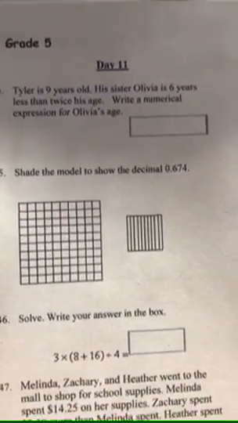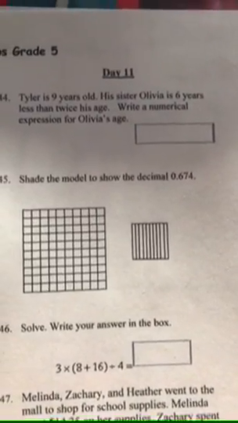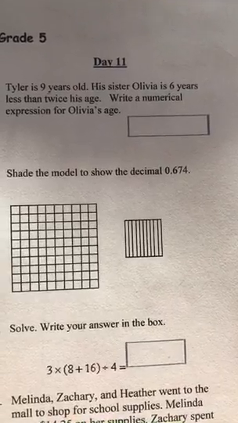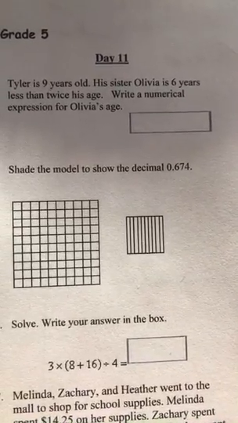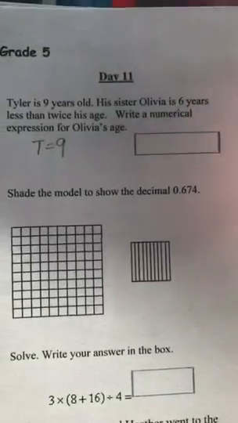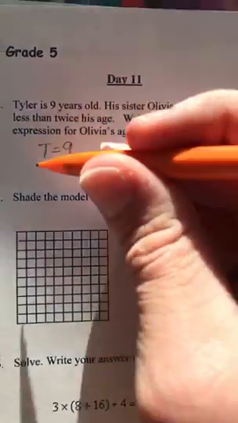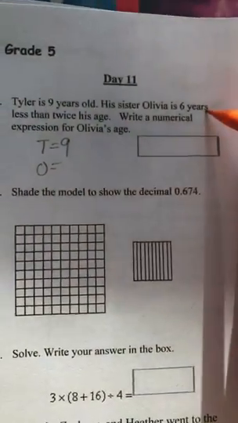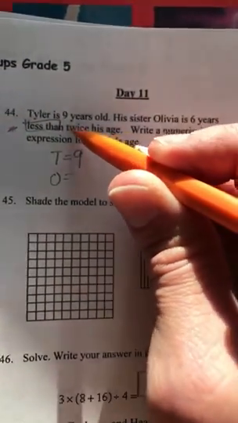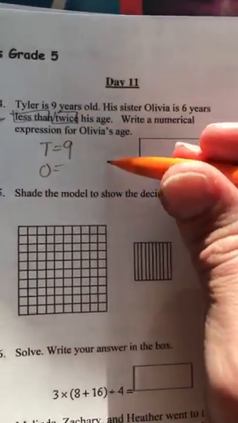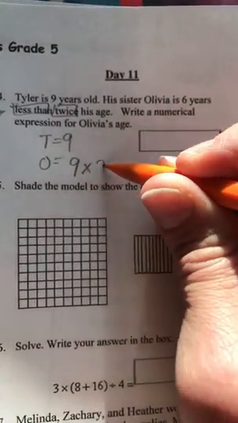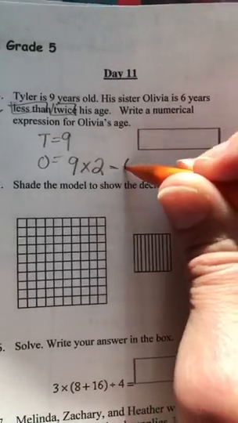Number 44 says Tyler is 9 years old. His sister Olivia is 6 years less than twice his age. Write a numerical expression for Olivia's age. So let's see. Tyler equals 9. And Olivia is 6 years less than. Less than is going to be subtract. Twice is going to be times 2. So his age times 2 minus 6.